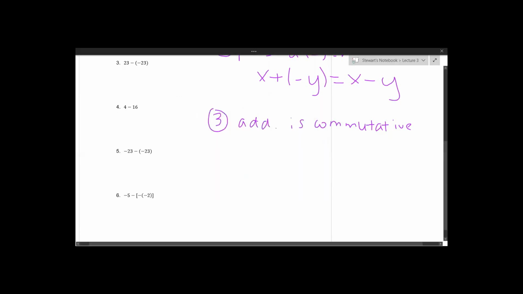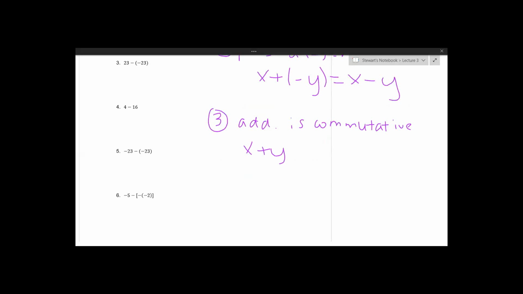Okay, but addition is commutative, and what I mean by that is x plus y, whether these numbers are positive or negative, is the same as y plus x. So you can switch them around sometimes. That can be especially helpful if you have something like negative x plus y, because if this number is smaller than this one especially, it's kind of weird to think about the negative first. You could change this to, say, y minus x.